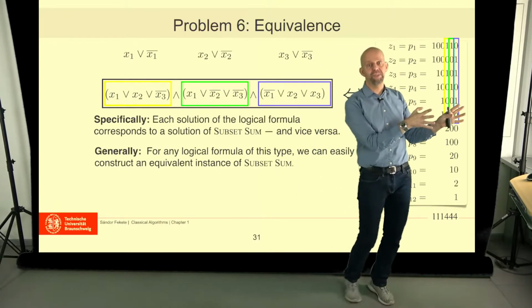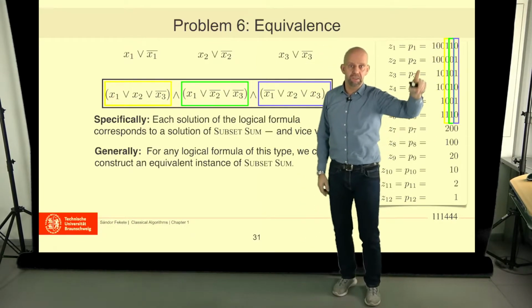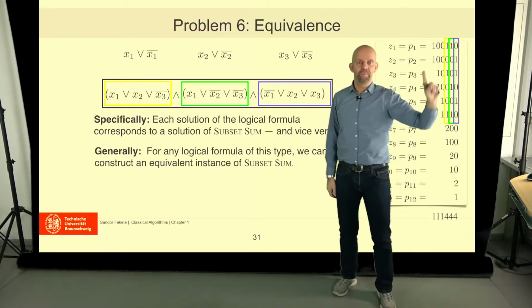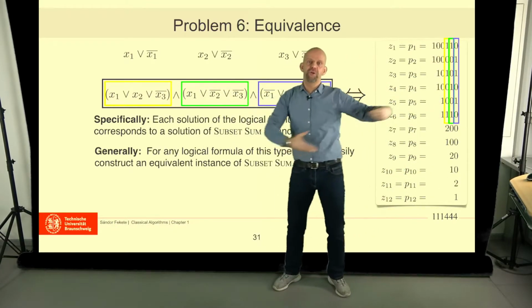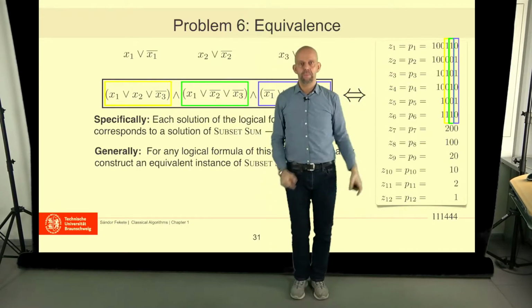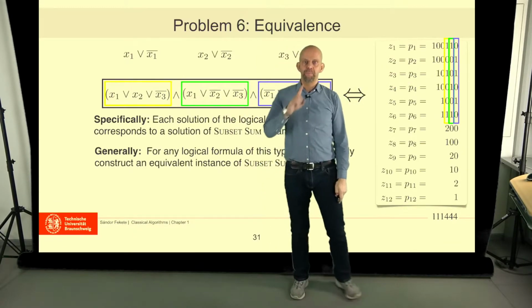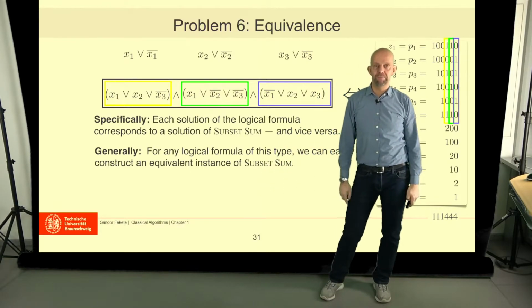Not for every subset sum instance can you do the reverse, because this set of numbers has a special structure. And the way this special structure arose is I took this and I converted it into this. Like that, right? What does that mean? And now this is a big leap.